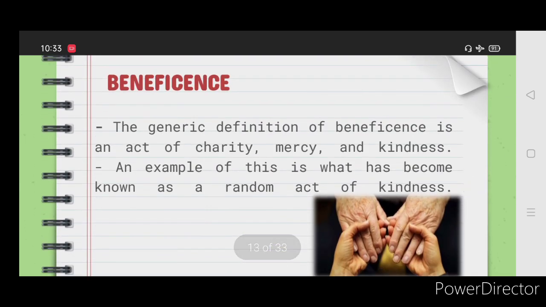The generic definition of beneficence is an act of charity, mercy, and kindness. An example of this is what has become known as a random act of kindness. Si Ivana, doon sa vlog niya, tinutulungan niya yung mga nagva-vendor sa kalye, sa street. Okay? She is acting beneficence. It's because beneficent actions and motives have traditionally occupied a central place in morality.